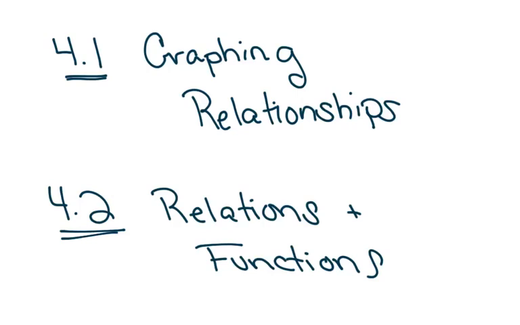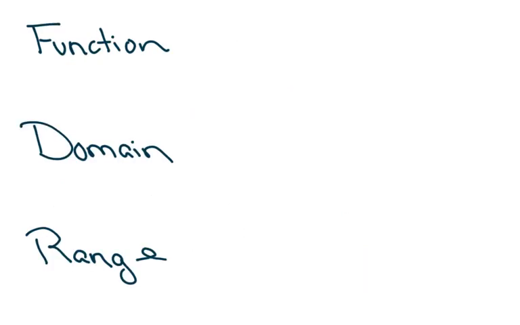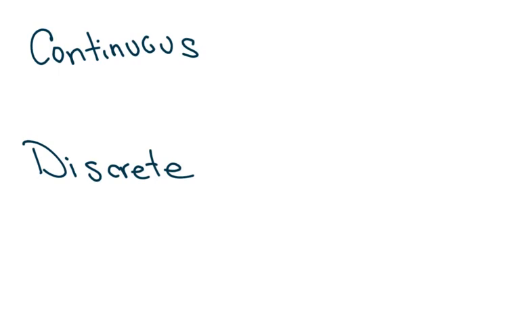All right, so we are covering 4.1, which is graphing relationships, and 4.2, which dives into relationships and functions. So we really have some big vocab words on here. The first one is function, then we have domain and range, and then we also have continuous versus discrete.